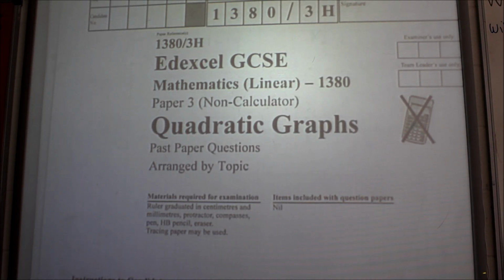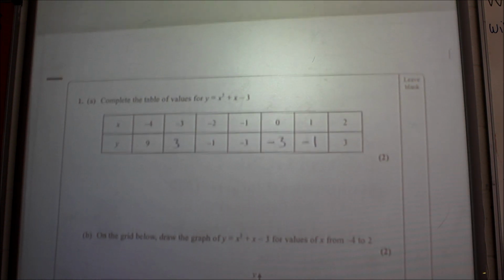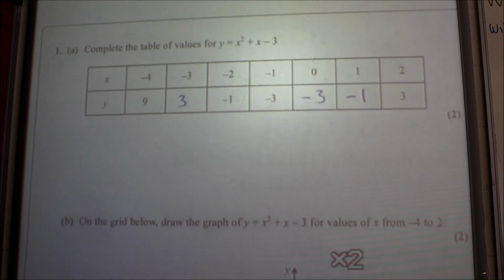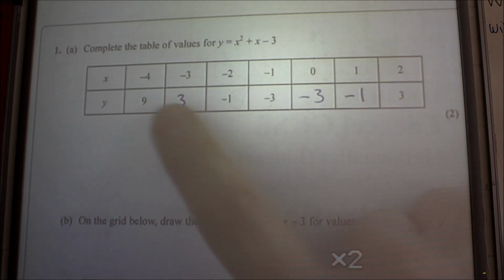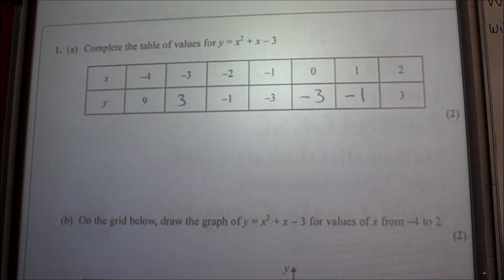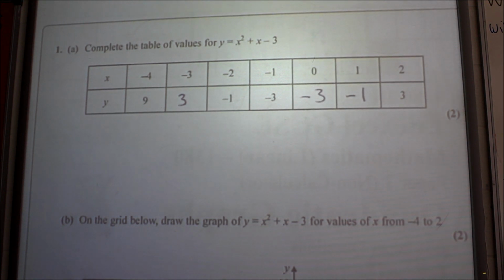Past exam questions on quadratic graphs. Question number 1. Complete the table of values for y equals x squared, add x, take away 3. What you've got to do, x is at the top, look, y is at the bottom. So you've got to do x squared, so 2 squared is 4. Add x, so add 2 again, that'll be 6. Take away 3, so the answer is 3.